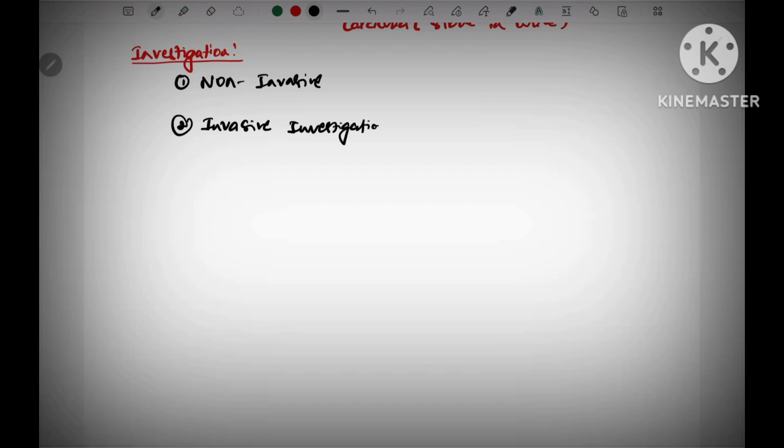So in non-invasive, what can we send? We can send as the first line the X-ray KUB. Why? Because 90% of the stones are radio-opaque except the uric acid stones, which are radiolucent. So in X-ray KUB we can see the stones. The first one is the X-ray KUB, and the second one is we can send the urine routine examination.